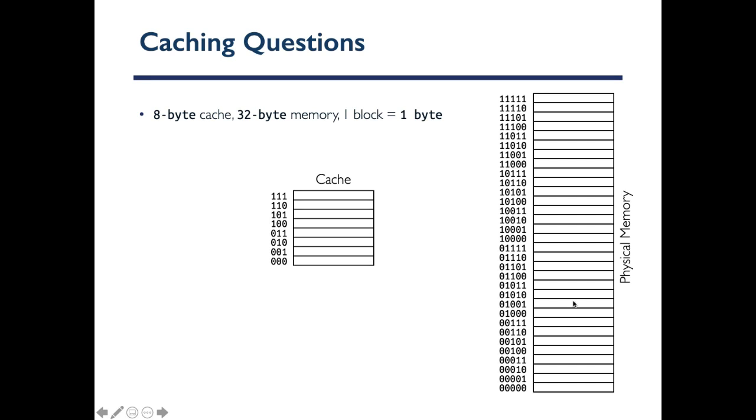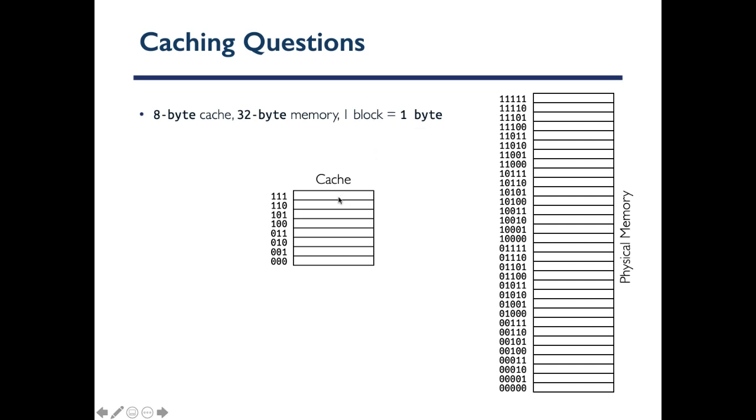So let's say we have a physical memory that is addressable by 5 bits. So basically it has 32 bytes. And let's say our cache is much smaller. It's only 8 bytes. So now we can address 8 bytes with 3 bits. We need 5 bits to address memory. And let's say at this point, each block is 1 byte. So each block in our cache is just 1 byte.